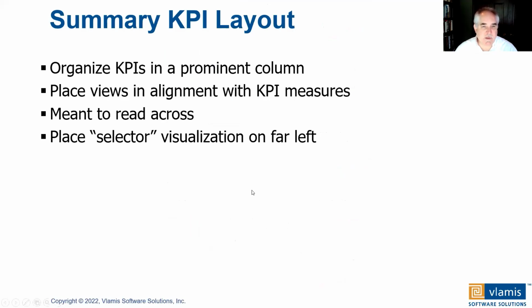So they're meant to be read across. We place these views in alignment with the KPI measures, and we organize the KPIs in a prominent column. When they have 28 KPIs, we suggest politely that some of them are more important than others, and there's likely a hierarchical arrangement to them.